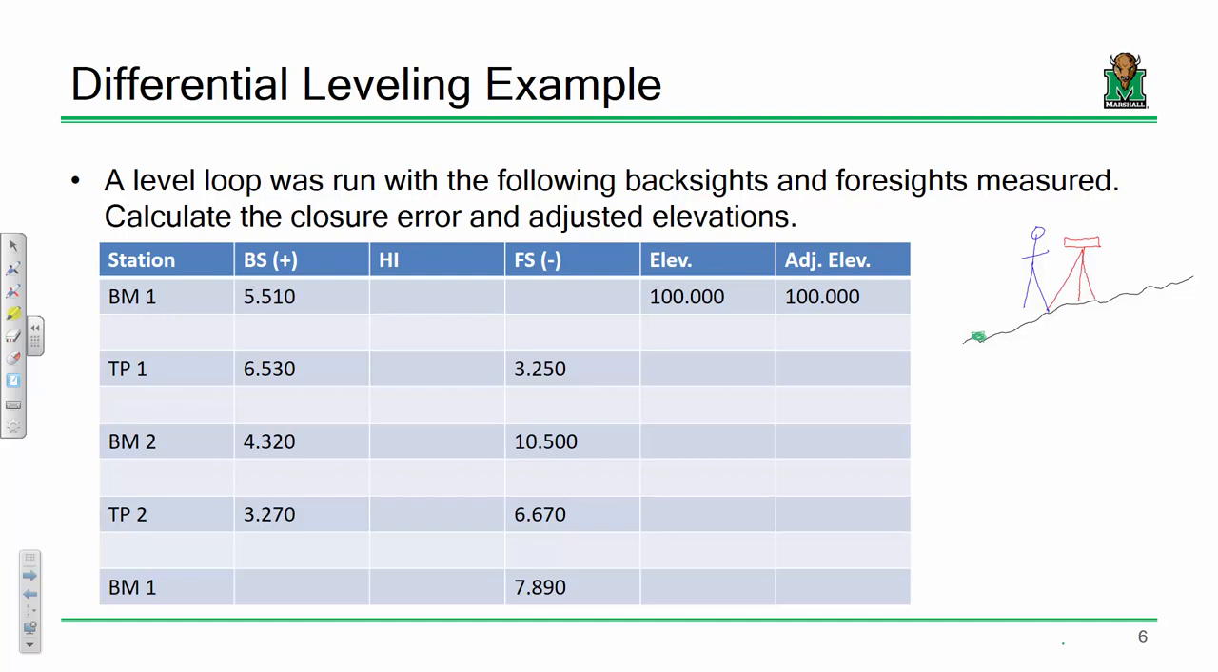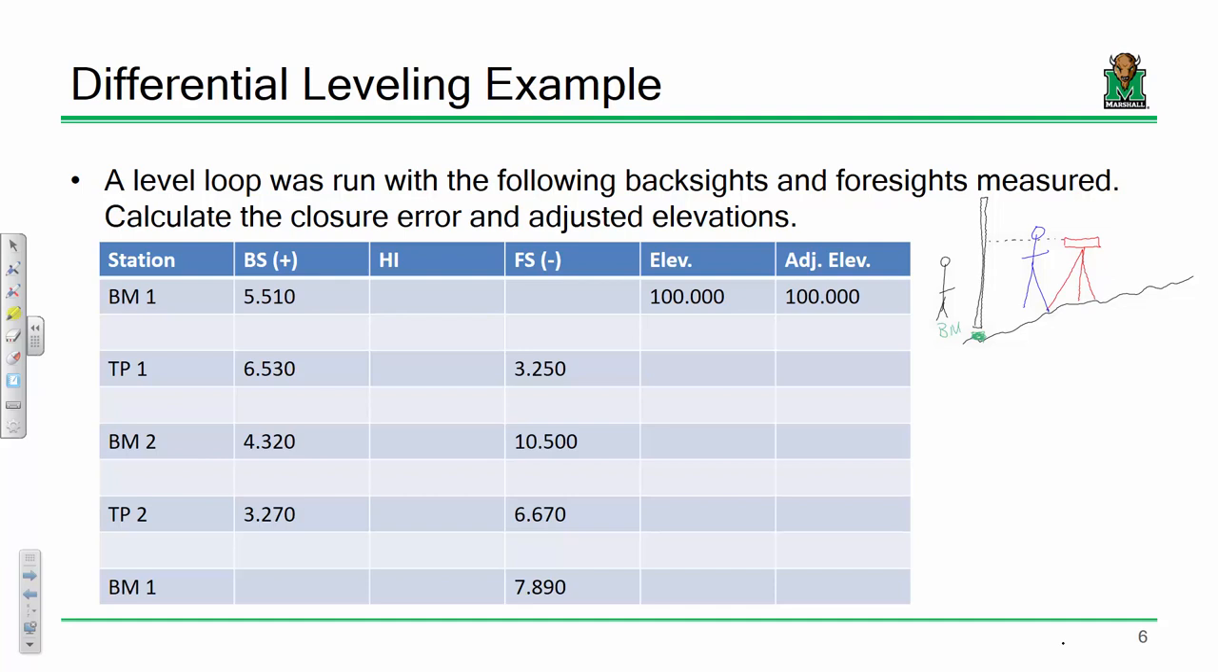Okay, so let's talk about the math. All right, so you start off with a known elevation. So we call this the benchmark, okay? And the first thing that you do is you set up your instrument, and you have somebody else standing right here. You have them hold the graduated rod, and then they shoot an elevation, and they get a reading.